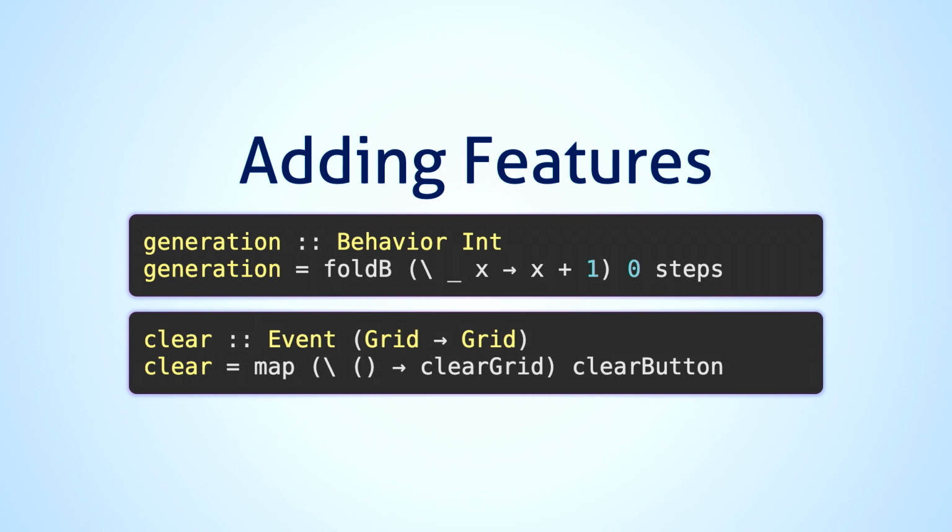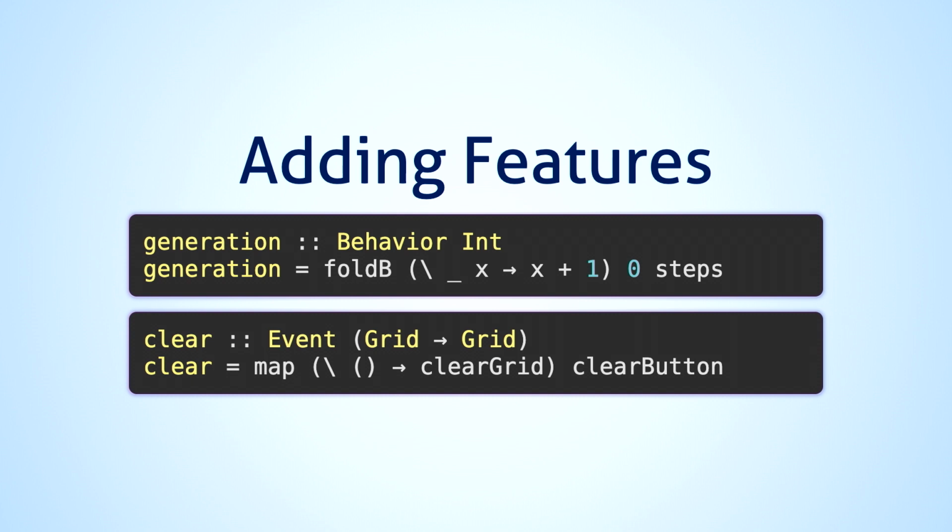So if I wanted to add a generation counter that counts how many times we've advanced the game, all I have to do is take this steps stream that we defined earlier and fold it, starting from 0 and just adding 1 each time we take a step. And because steps itself is already defined in terms of whether we're paused or not, this generation counter will only update when the game is actually running. And so when we display it, it'll work correctly with our pause button.